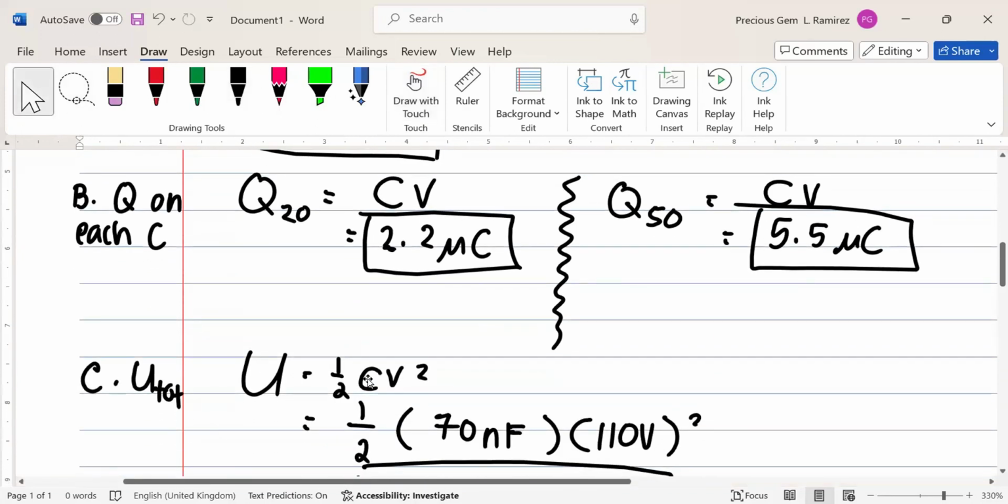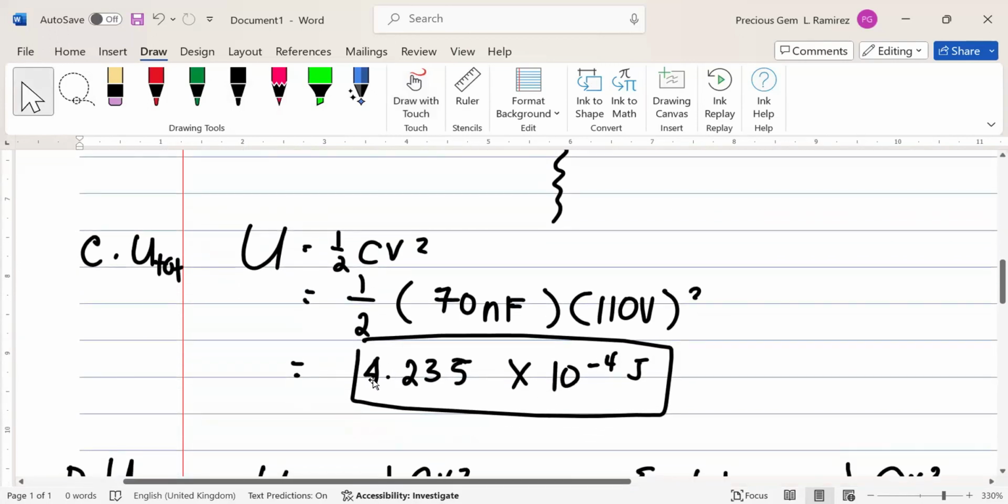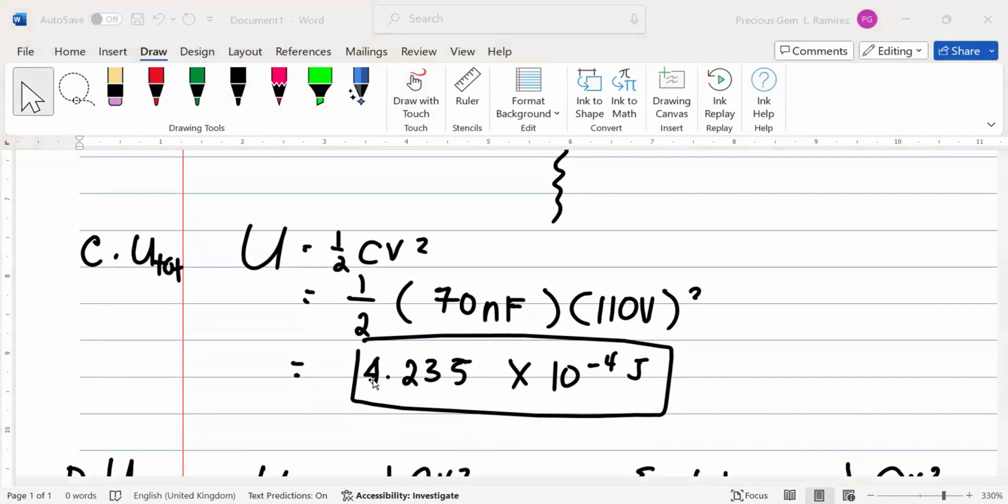Okay. Next one is the total energy. You can have 1/2 CV squared. You can have 1/2 QV. You can have any of the three, okay? Just use the one that is really convenient to you, the one that is deemed the easiest for you.